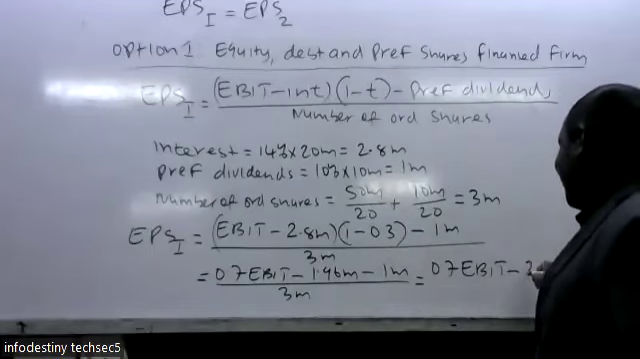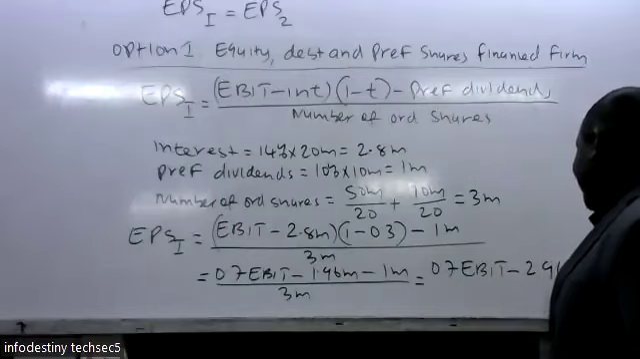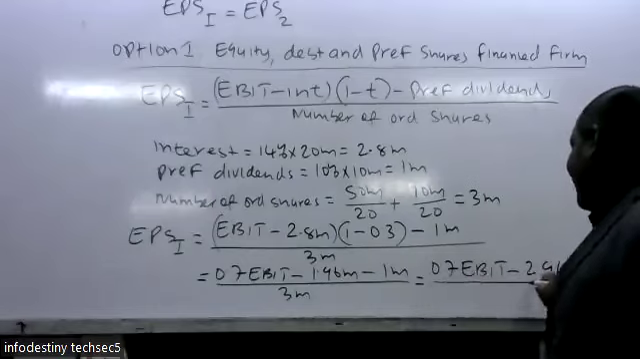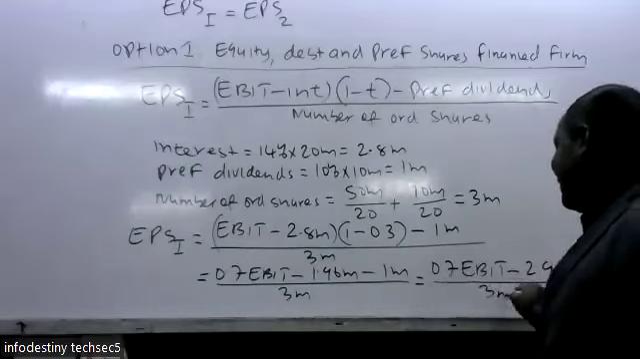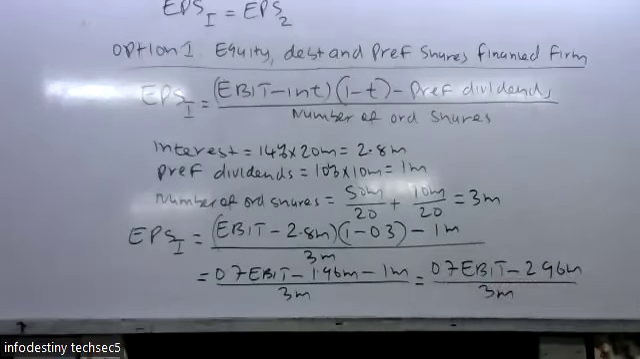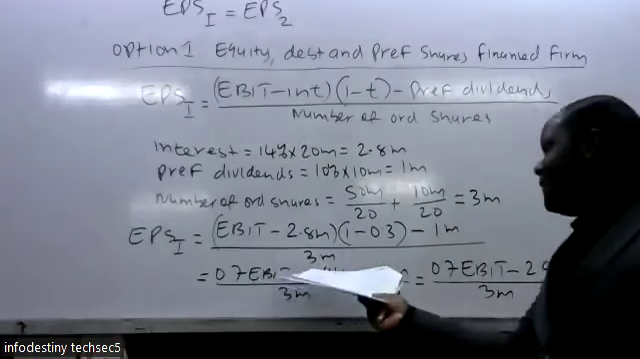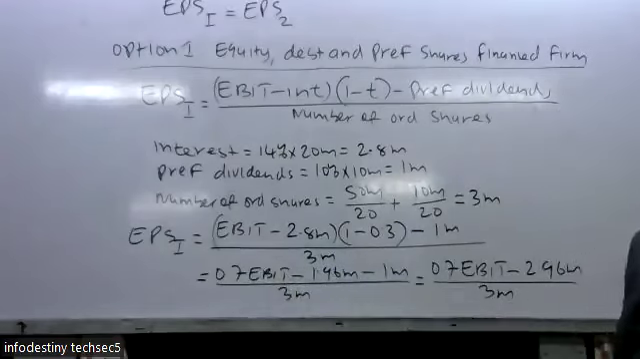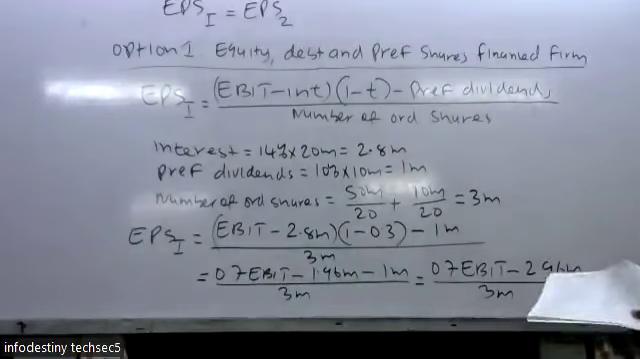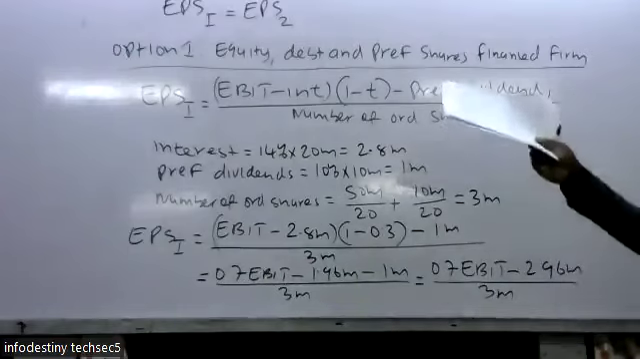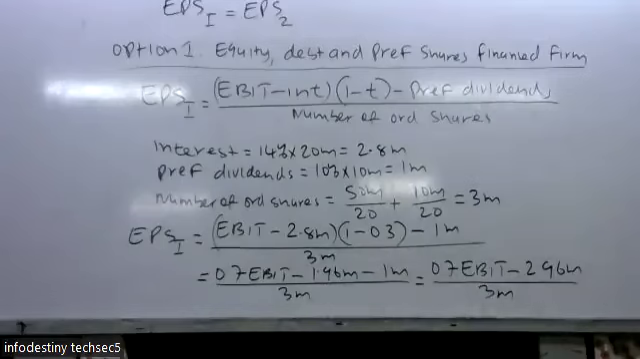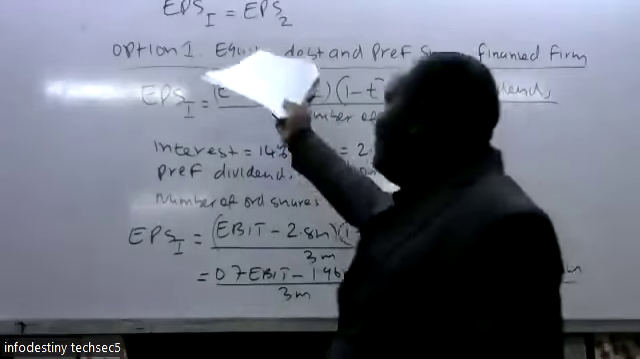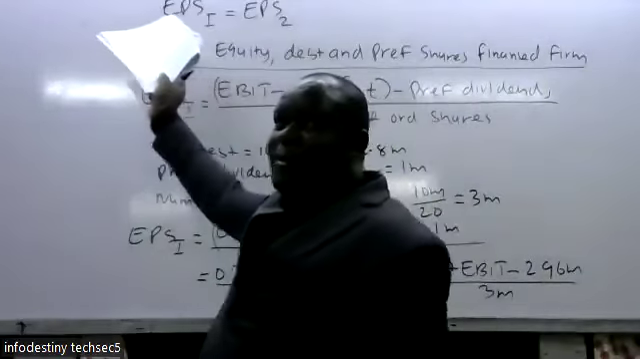It will be minus 2.9. Then now we divide by millions. Just coming from, so these are negative. So this is now our equation for option 1, how to get the earning per share.